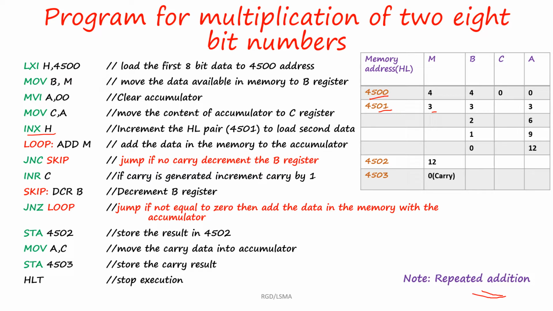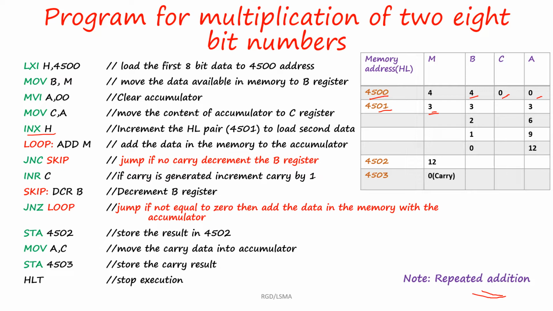Before proceeding to the addition process, let's understand this. The value of the first data in the memory address is moved to the B register, so the B register also contains the data 4. Then the accumulator I am just clearing, so the accumulator has a value of 0 now. The data in the accumulator is moved to the C register, so the C register also has a value of 0. The next step, increment HL: I am going to increment the HL pair by 1, that is 4500 to 4501, to load my second data. So at 4501 I am going to load my second data, which is nothing but 3, right?